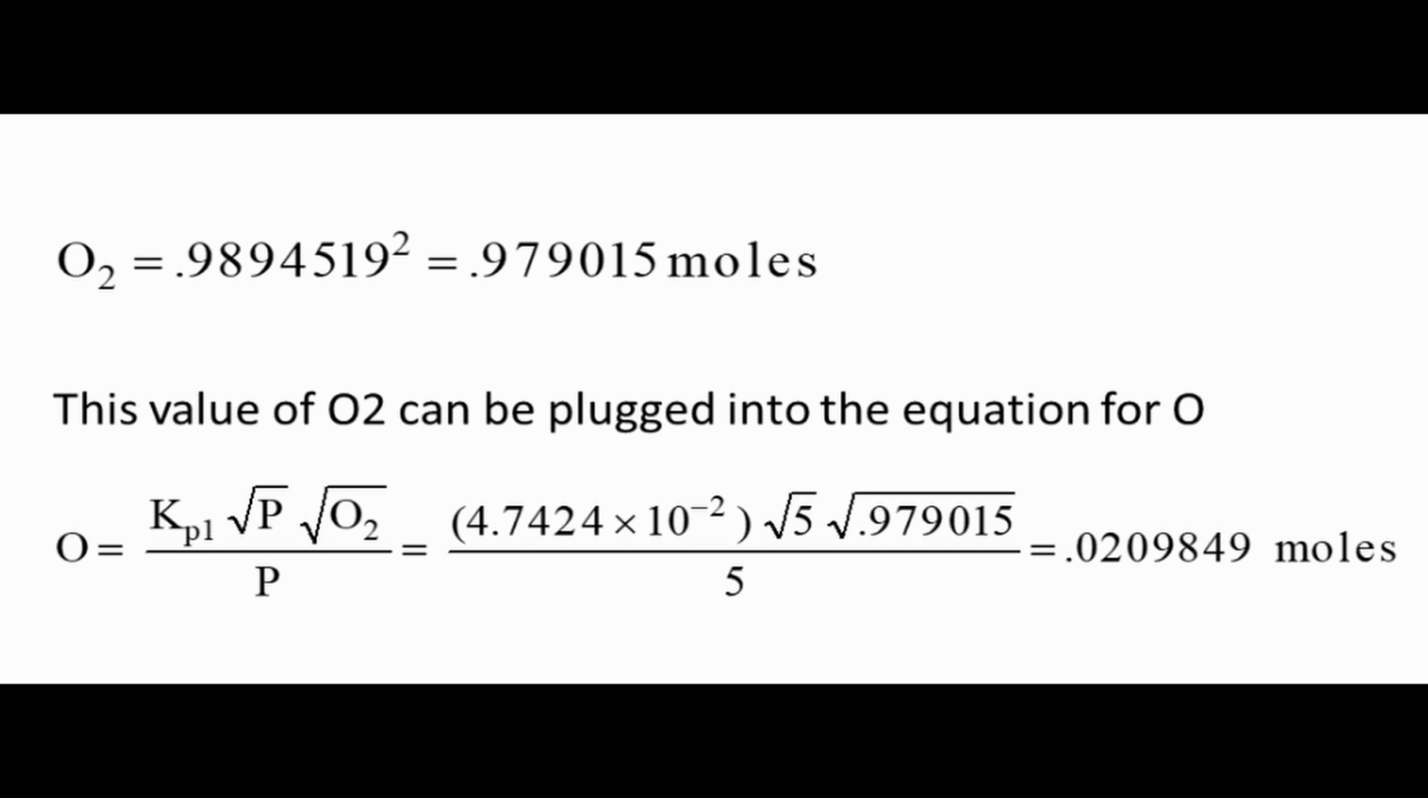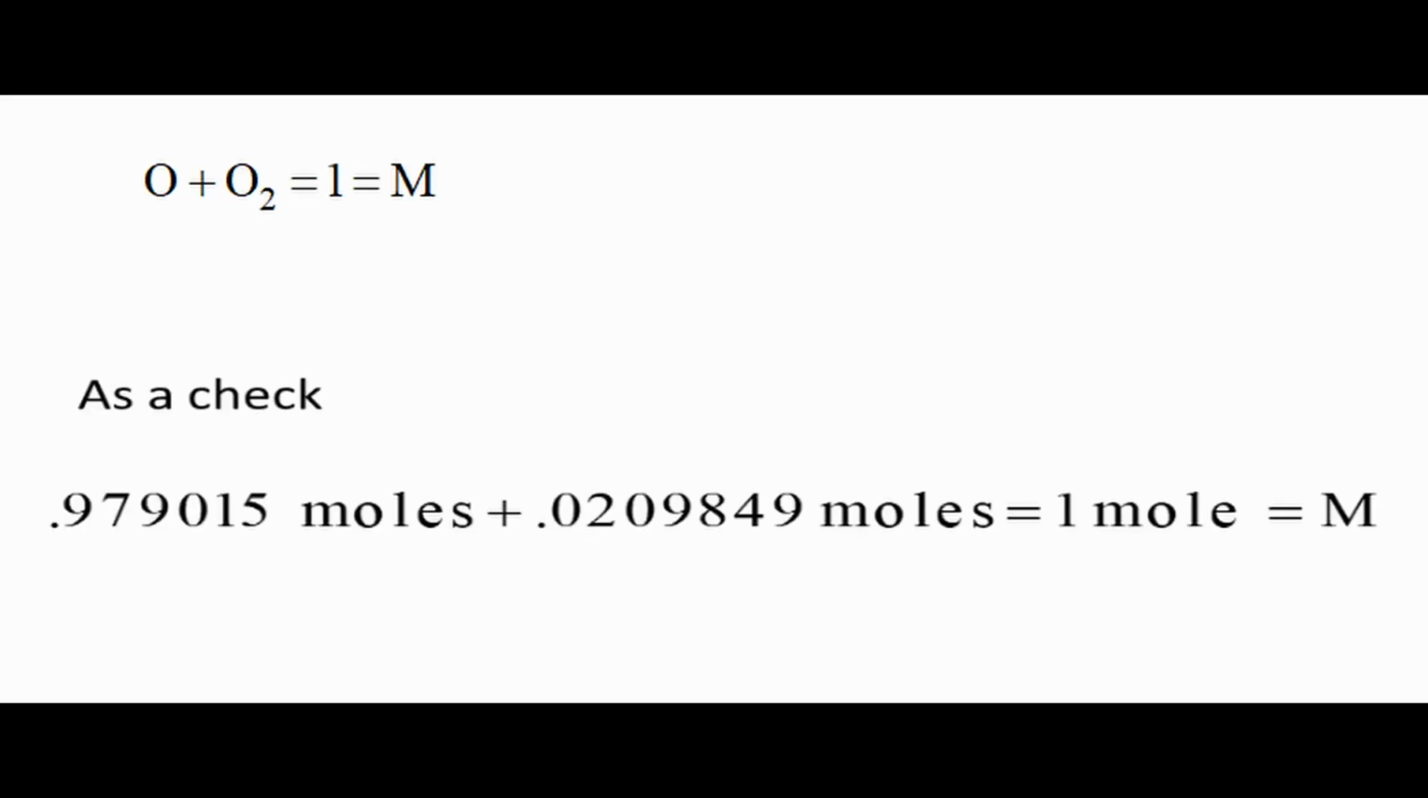We can use this value for O2 to plug back into the formula to solve for O and find that O equals 0.0209 moles. Since we know M equals 1 and M equals O2 plus O, we can apply these values to check our answer.